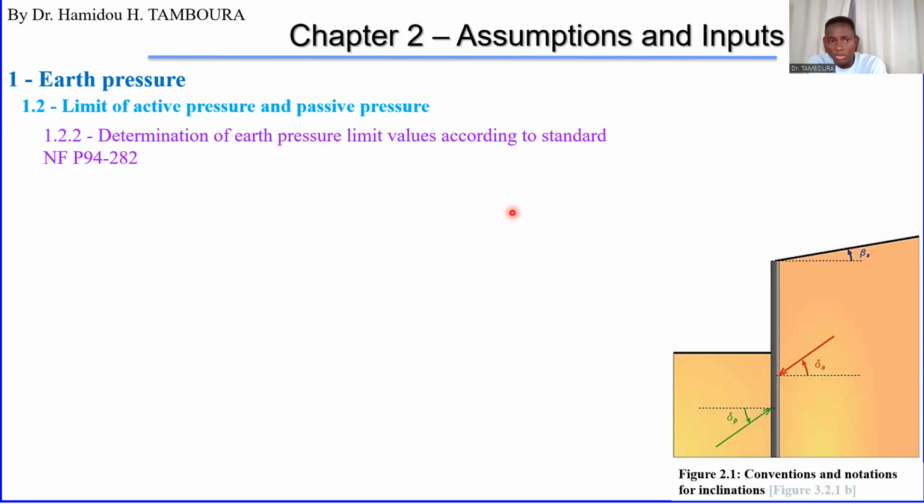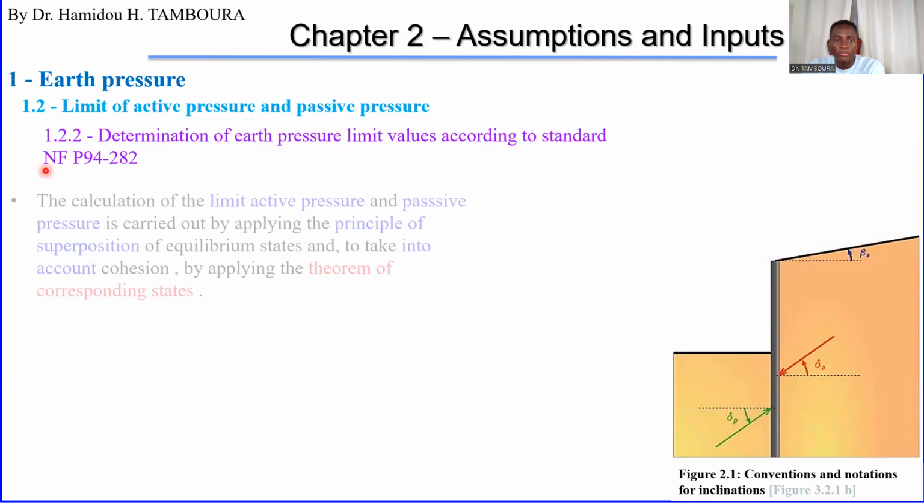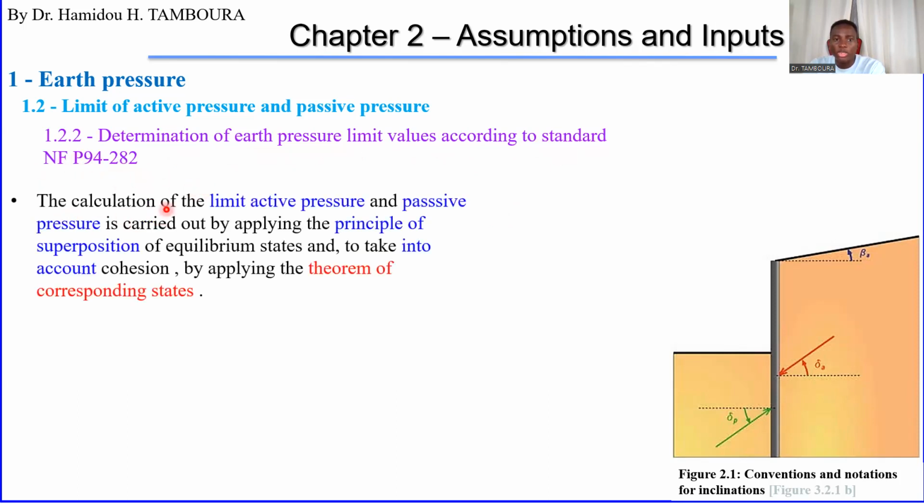Now let's talk about the value of the pressures themselves. What should be the limit of the earth pressure? Determination of the earth pressure limit value according to the standard, this French standard. Calculation of the limit active pressure and passive pressure is carried out by applying the principle of superposition of equilibrium state, and to take into account the cohesion by applying the theorem of corresponding state.